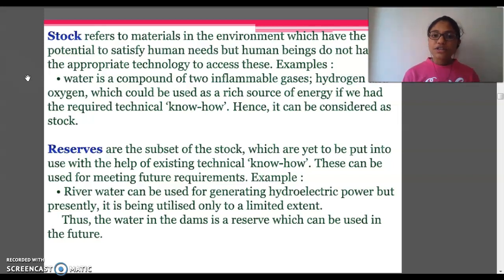So these were all the 4 classifications of resources. I hope this topic is clear to all of you.